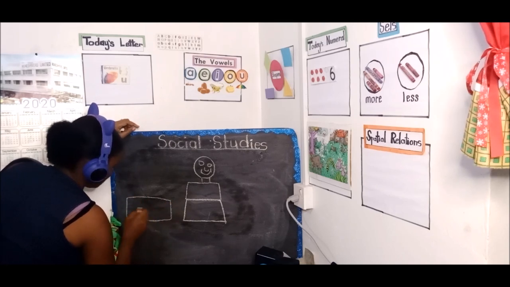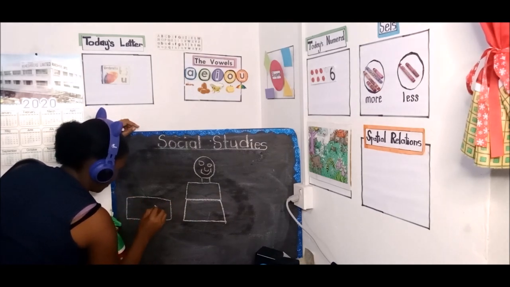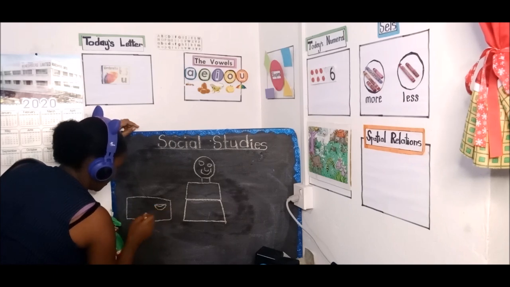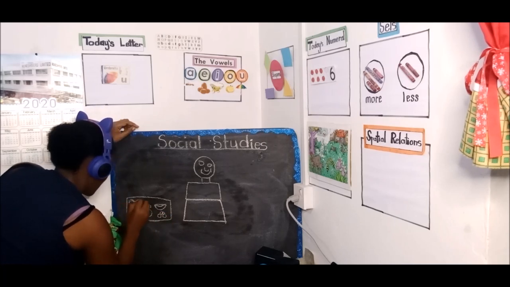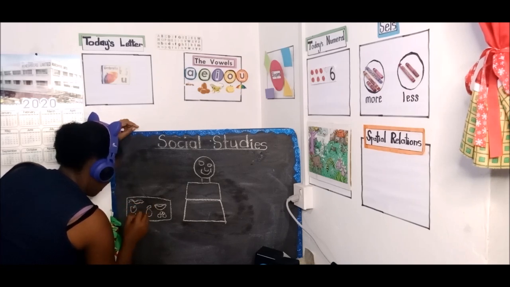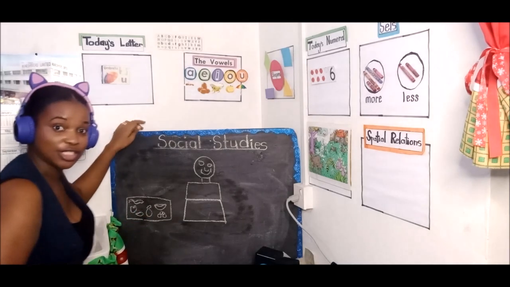And you can draw the fruits. What are some fruits? Bananas. Yes, bananas, apples, cherries. And then you can draw some vegetables like bora, callaloo, balanje, and lots more. Okay, children?